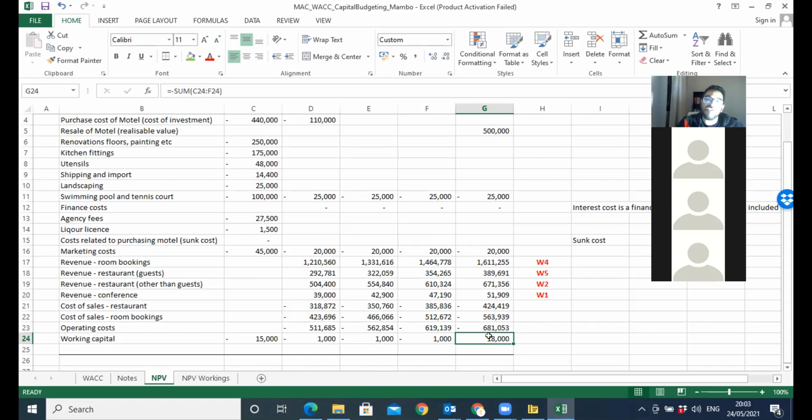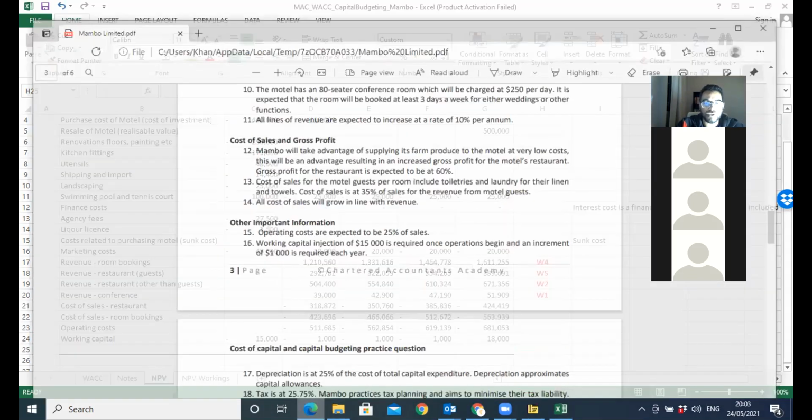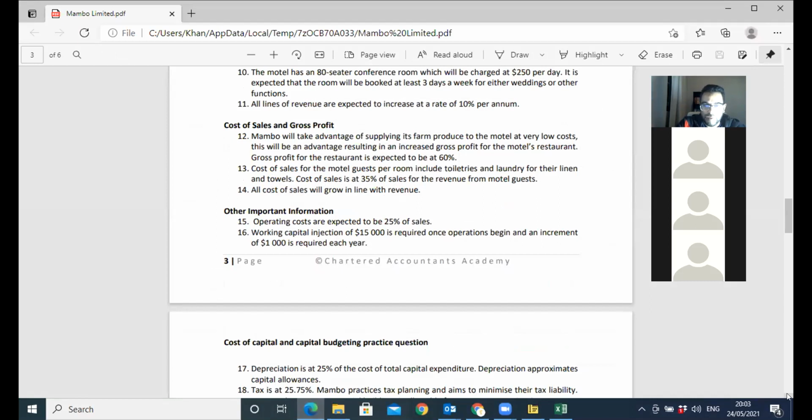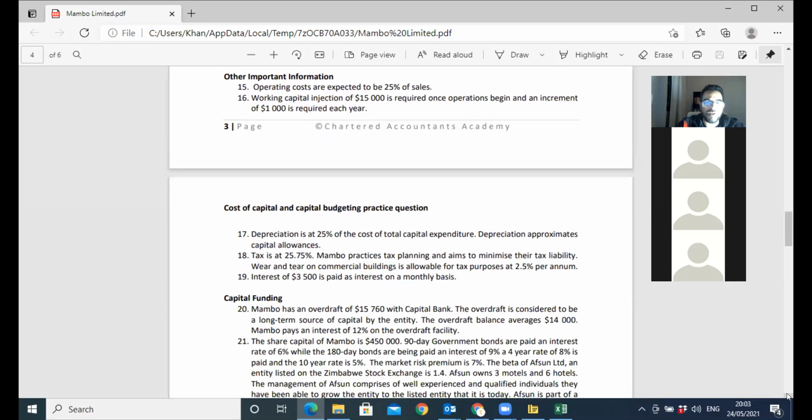So remember, whatever you spend on working capital, in the last year you will get it back. So what did we spend on working capital? $18,000. So therefore, in the final year, we're getting back that $18,000. So that's working capital. Now let's look at number 17. Depreciation is at 25% of the cost of capital expenditure. Depreciation approximates capital allowances. Okay, so we must take that into account.